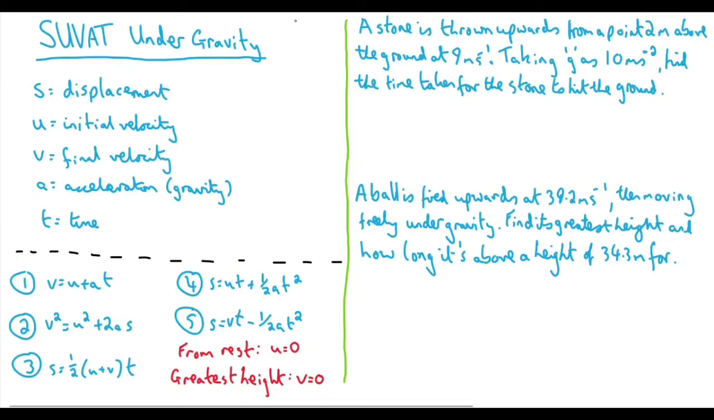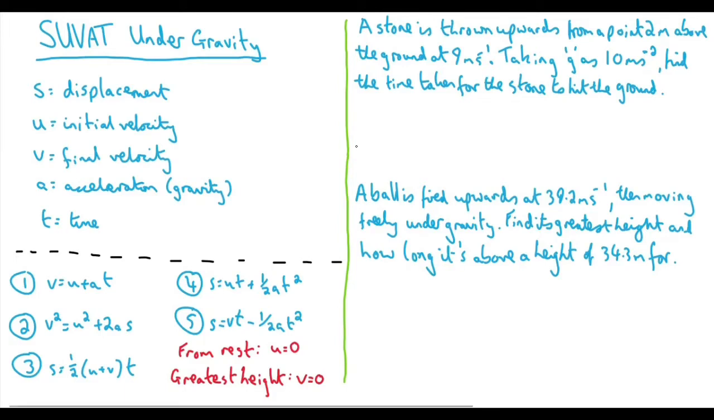With all that in mind then, let's move on to an example question. So here, a stone is thrown upwards from a point 2 meters above the ground at 9 meters per second. Taking g as 10 meters per second squared, so here they're specifying that that's the value we should take as gravity. Usually it'll be 9.8, and that is what we're going to use in the subsequent questions, but here, saying we use 10, find the time taken for the stone to hit the ground.